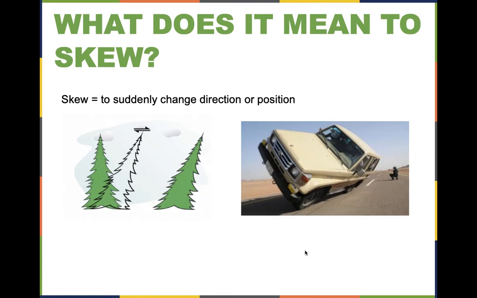The next two shapes we're going to talk about involve the word skew. So it's important to understand what it means to skew. To skew means to suddenly change in direction or position. For example, if you're driving a car and you make a turn too quickly, your car might suddenly skew off the road because you changed your direction too quickly.